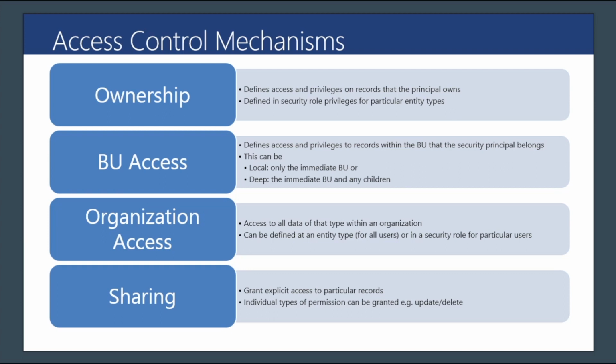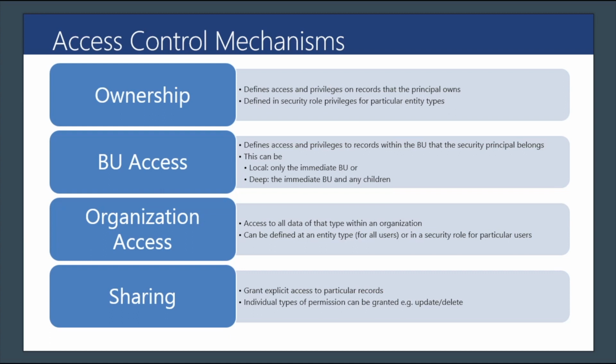Moving on to some of the access control mechanisms that we have within the system. So there's ownership. This defines access and privileges on records which a security principal owns. There are defined security role privileges for the various entity types that are tied back to ownership within the system. We have business unit access, or BU access, which defines access and privileges to records within a business unit to which that security principal belongs.